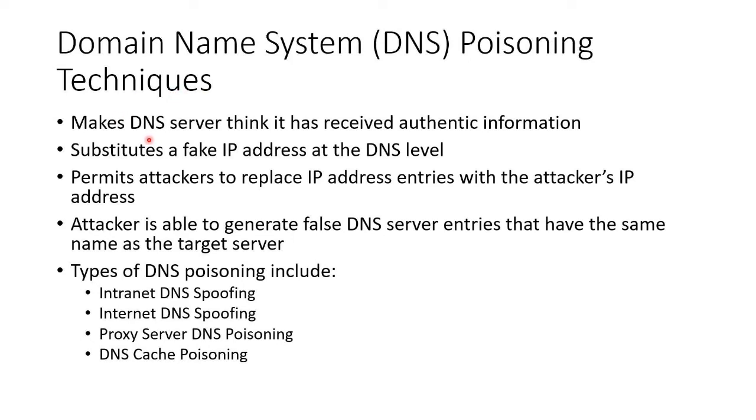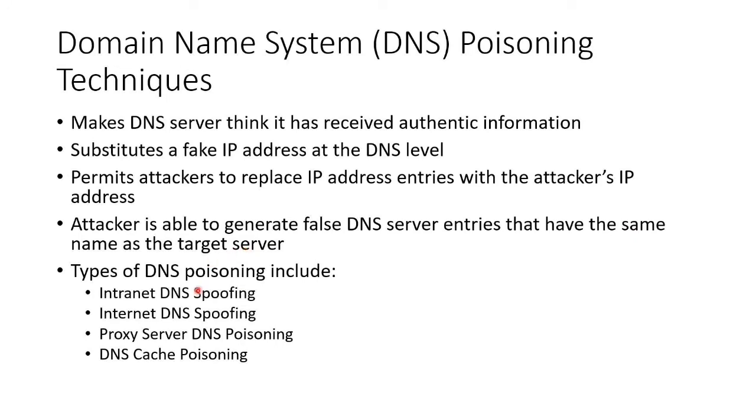What we want to do is make a DNS server think that it has received authentic information. We want to substitute a real IP address with our fake address at the DNS level, either in a DNS server cache or in a client DNS cache. So we replace IP addresses with the attacker IP address, and we generate false DNS server entries that have the same name as the target server.